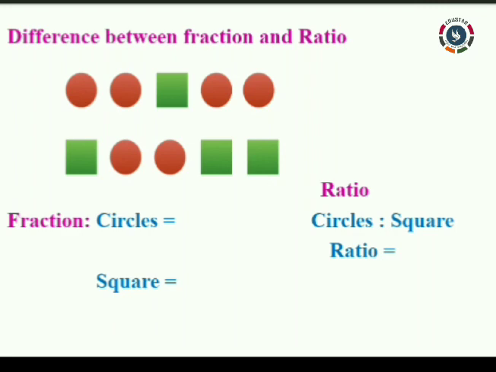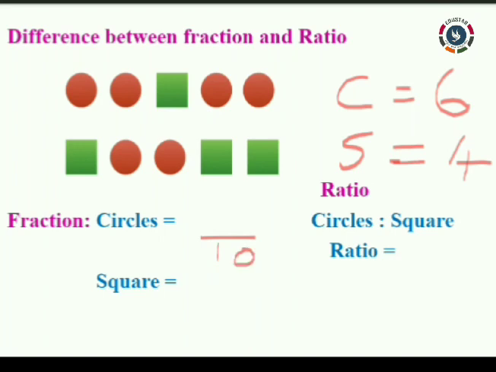Look at this picture. Here how many circles are there? You are having 6 circles. And how many squares are there? You are having 4 squares, right? Now first we are going to write fraction. Total how many shapes are there? We are having 10 shapes. Out of this 10 shapes, how many circles are there? 6 circles. So 6/10 is a fraction of circles.